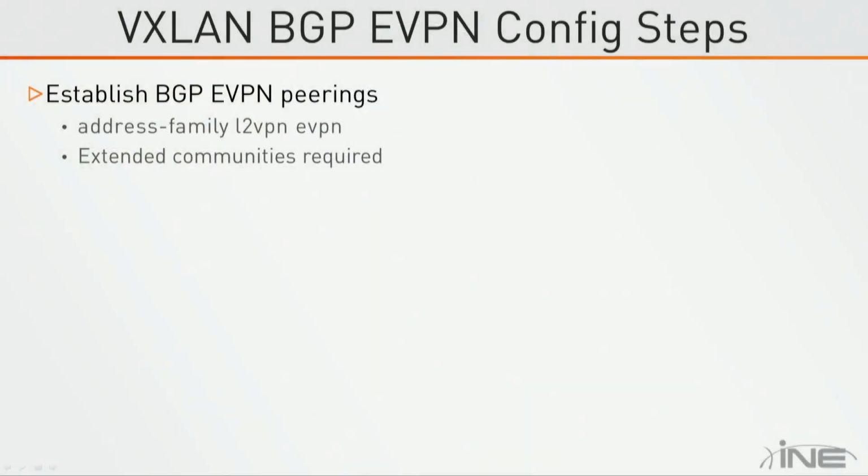Okay, now with the address family, we need to make sure that we're also including extended communities because the route target value is encoded as an extended community. Okay, the same as it is in MPLS L3 VPN or L2 VPN. It's basically the same exact logic.